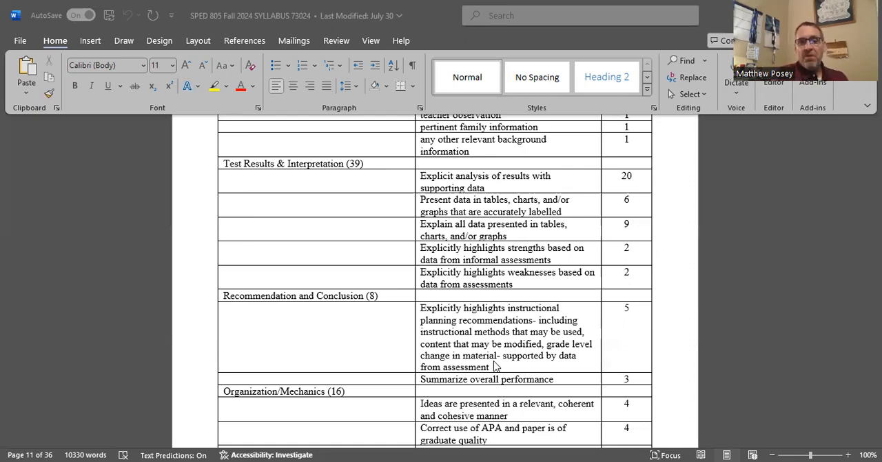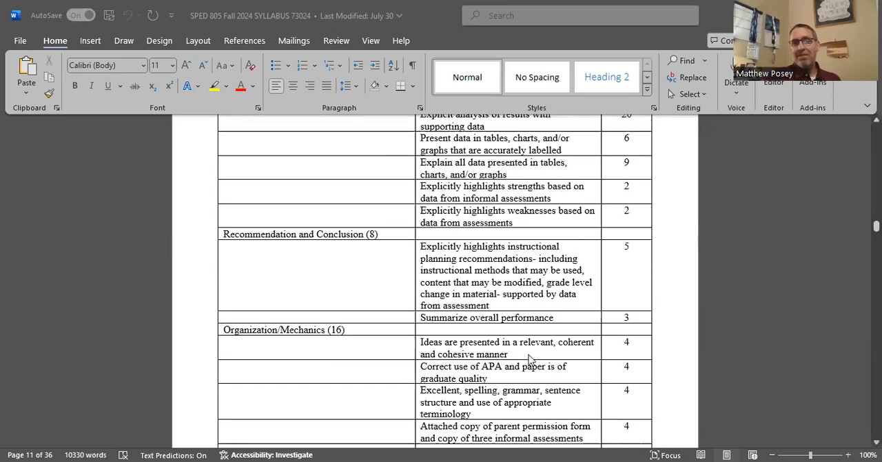So those are some ways, some instructional planning recommendations. And then just provide a brief overall summary of their performance based on your observation during the administration of the assessment. So that will be the paper.